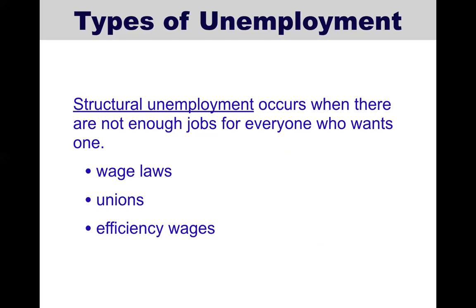Unions, same thing. They essentially collectively bargain in order to ask for benefits and wages which are higher than what would be the equilibrium wage. And because the wages are higher than what they should be, we experience what we call structural unemployment. So I'm going to demonstrate this or explain this using minimum wage.